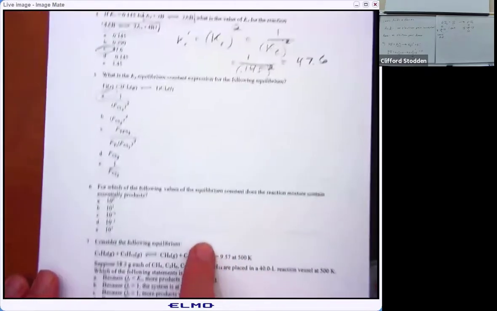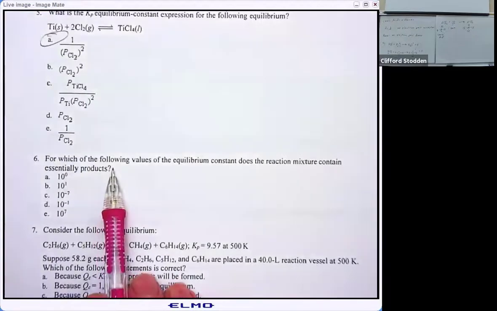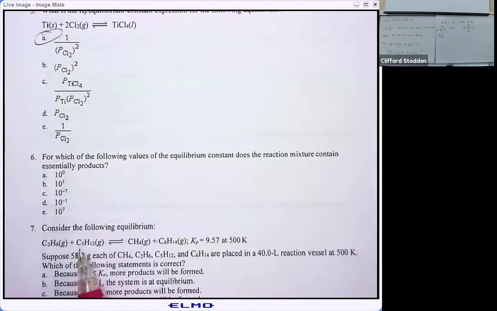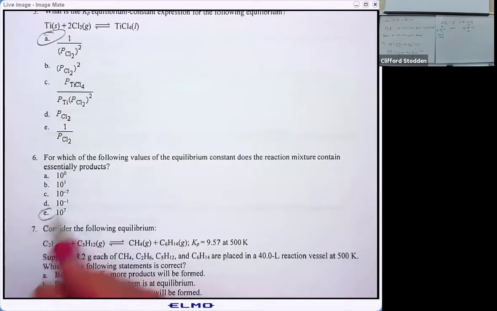Right, number 6. For which of the following values of the equilibrium constant does the reaction mixture contain essentially products? The concept here is the bigger the K value, the more products there are. So you just look for the one with the largest K value, which would be this one.